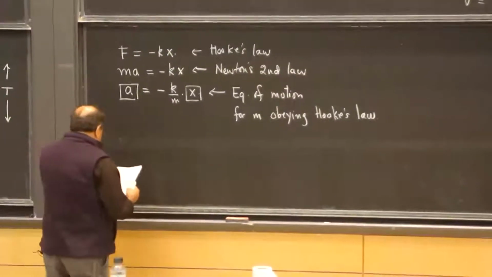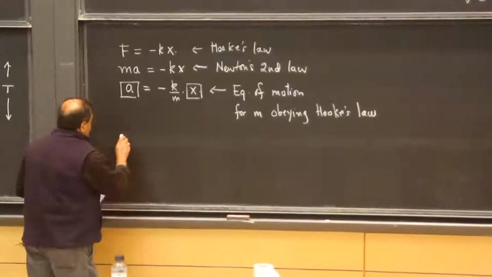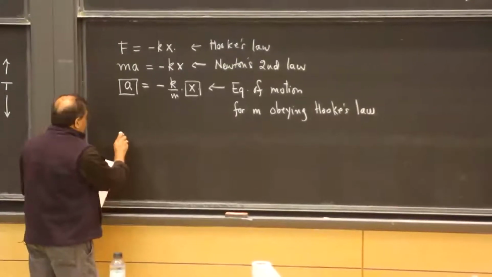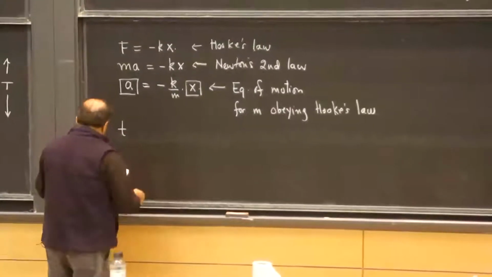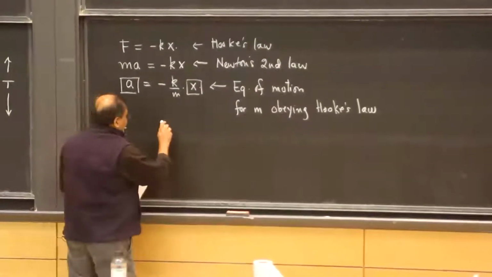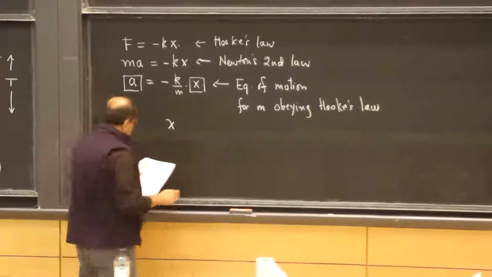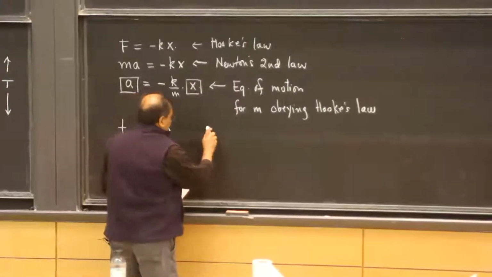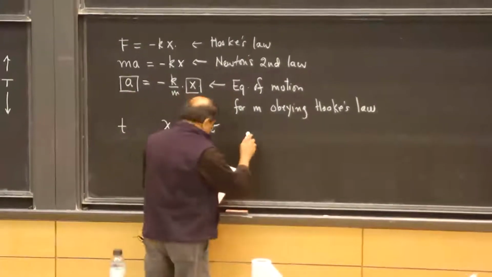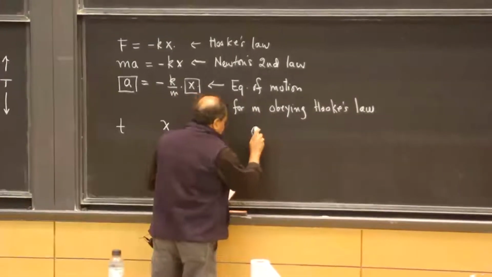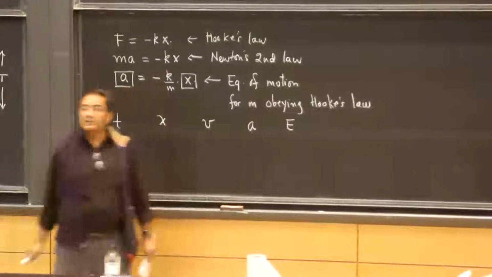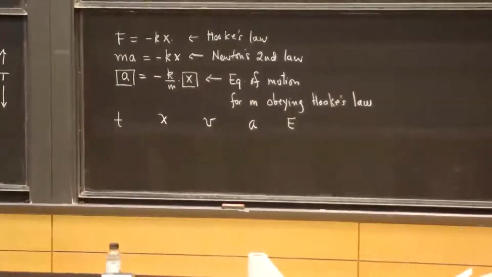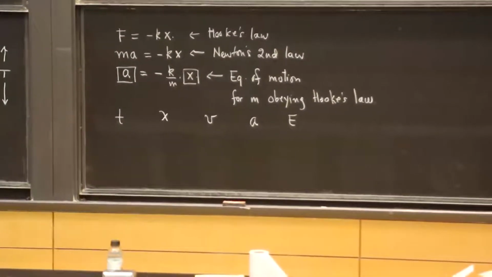So let me just construct a table of sorts. I would write down time along this column here. I would write down x along this column here. I would write down velocity in the next column, and acceleration in the next column, and the total energy in this column. So you have a picture of what the system is doing.